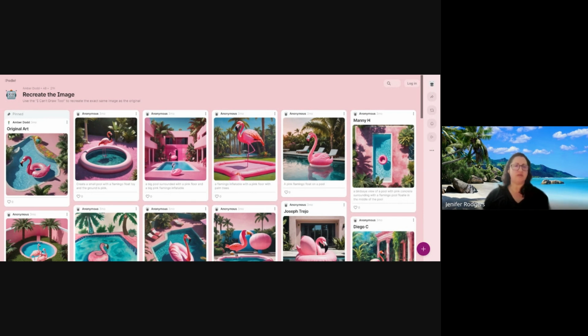It's pinned. This is the picture that she created using I Can't Draw. And she did not include her prompt in here because she wanted students to create their own prompt to try and recreate the image that she had AI make. And so I did this as an experiment as well, and it was very, very eye-opening for me. So I am now going to invite you to also try to recreate this image.